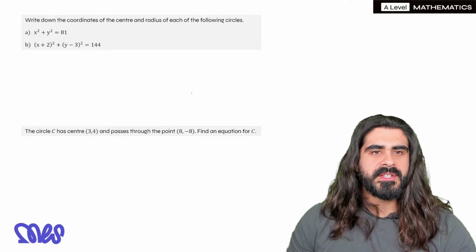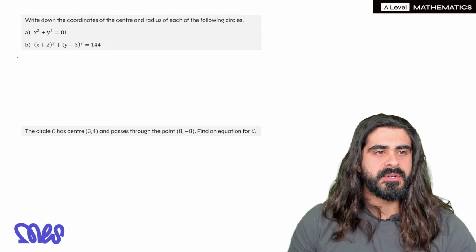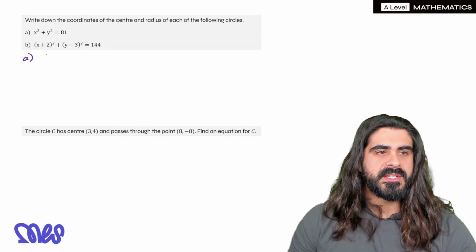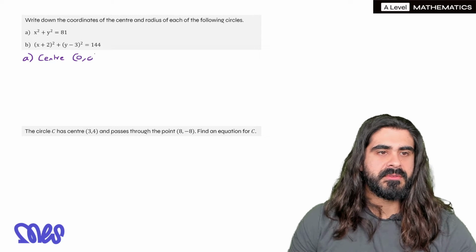Write down the coordinates of the center and radius of each of the following circles. So for the first one, we can see it's just x squared plus y squared, so it'll be 0, 0.